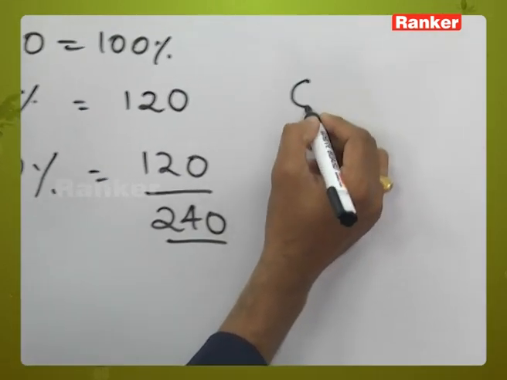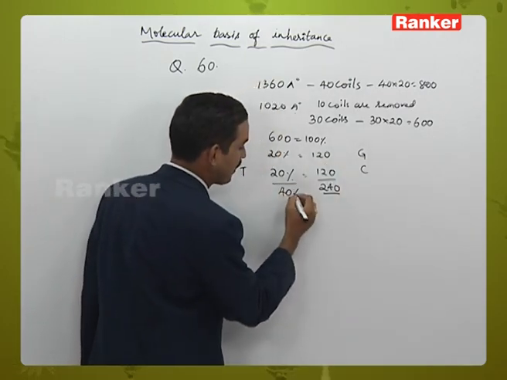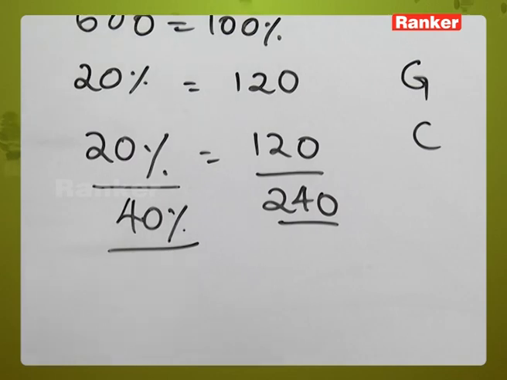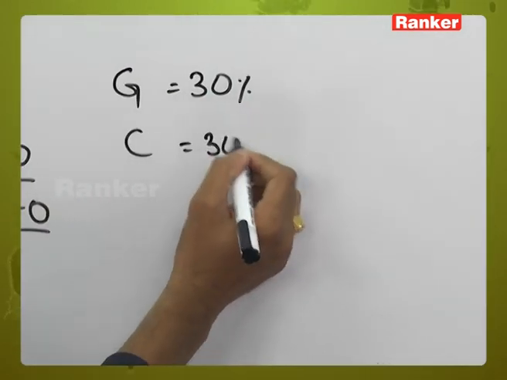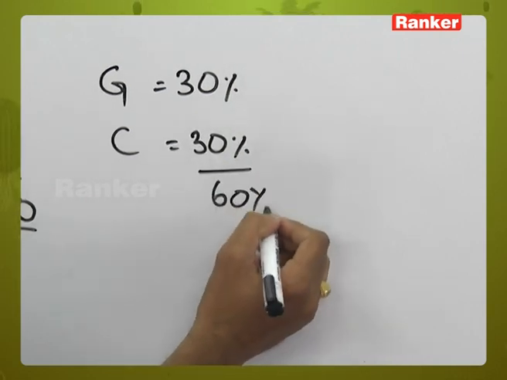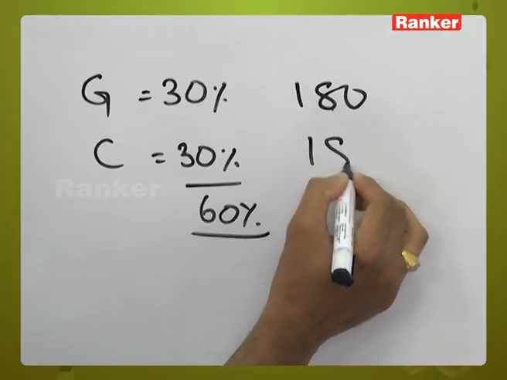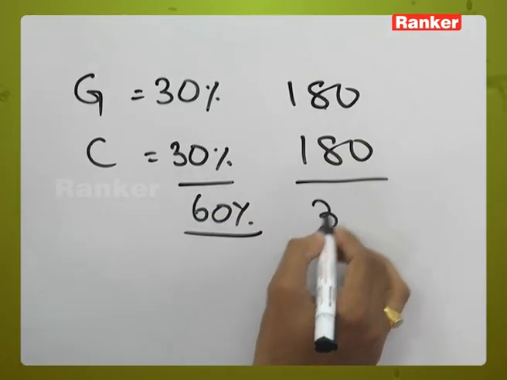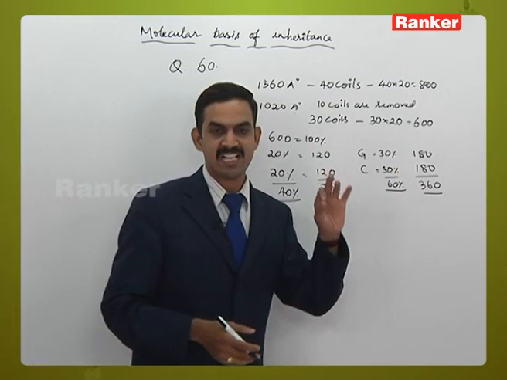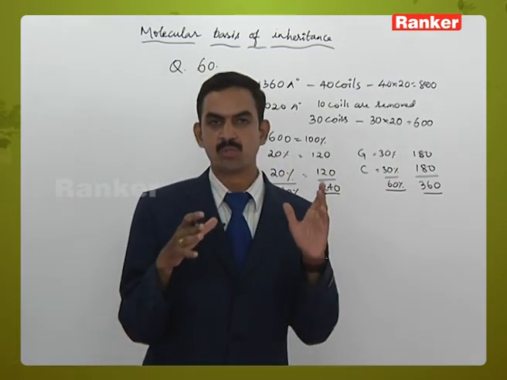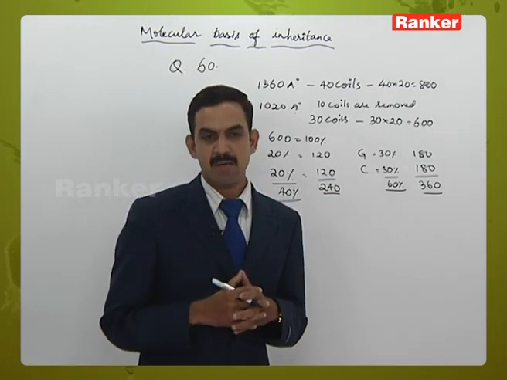Then guanine and cytosine. The remaining percentage that is left out is 60%, which is 30% guanine and 30% cytosine. 30% of 600 is 180, and here it is also 180. It is coming to 360. The total number is 600. That is the conclusion part related to the question that has been given. Now let us come to the options that have been given here.